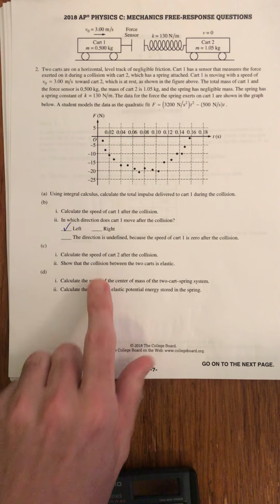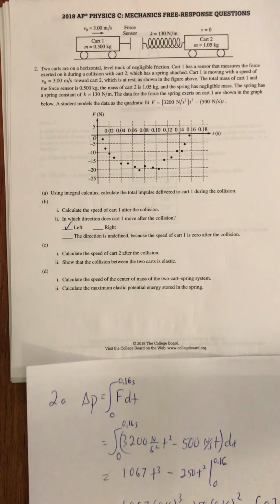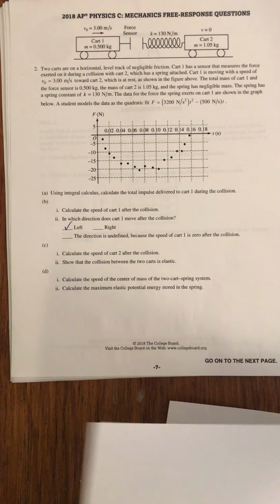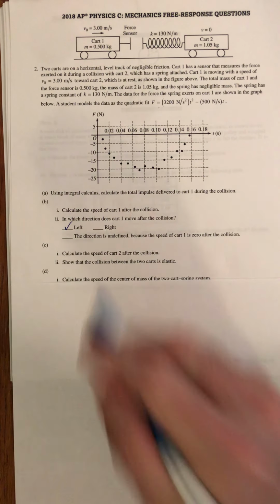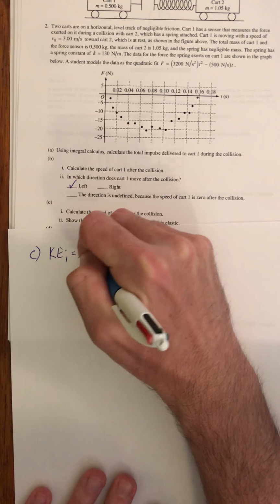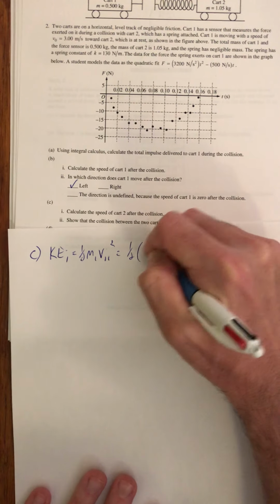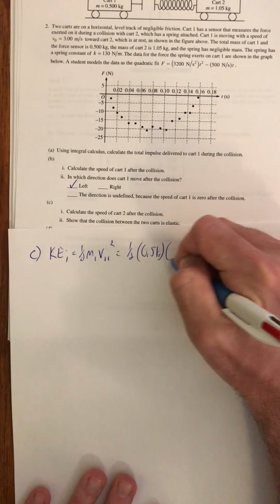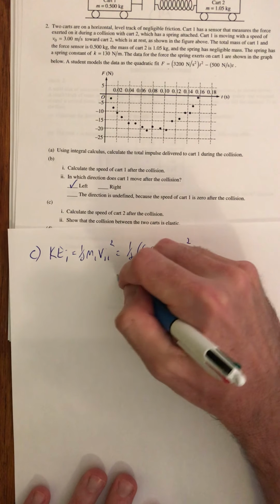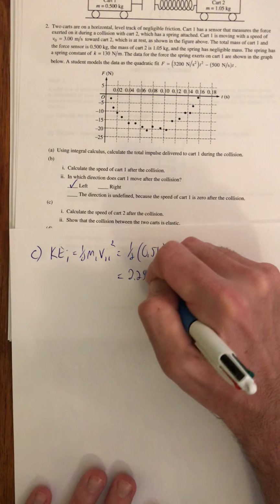Show that the collision between the two is elastic. Great. So if I want to show that it's elastic, what I have to show is that energy is conserved. So show that energy is conserved. We'd say kinetic energy initially is 1/2 m1 v1 initial squared. So that's 1/2 times 0.5 kilograms times 3 meters per second quantity squared. And that gives us, what is that, 9/2 of 9, 2.25 joules.